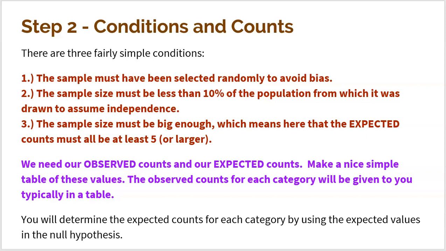So we're going to make a nice and simple table of values, and the observed counts for each category will be given to you, typically in a table. So note that the observed counts are always given to you. We just simply have to calculate the expected. It's really simple. Check this out.